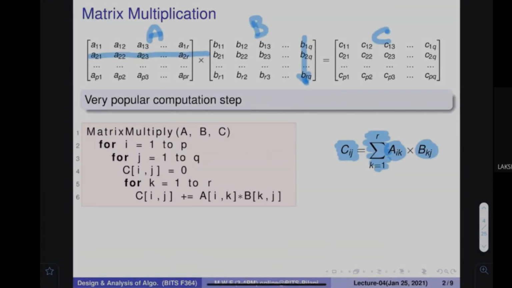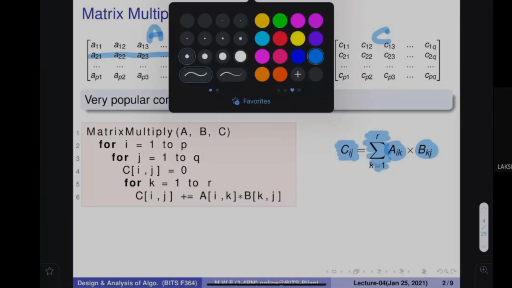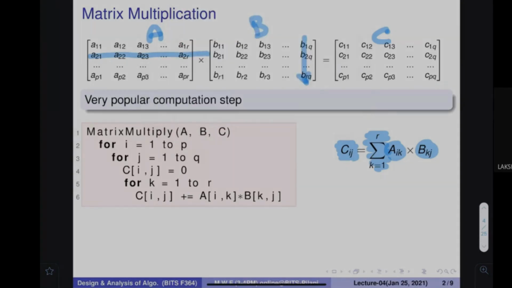I think it is not very difficult to write programming code for this. Again, it is very simple. You are going to run two loops. The first loop is for all the p's, and the second loop is for all the q's, and then inside you are going to compute that. Initially you put the value as 0, and then you subsequently multiply all the terms and find out the value of Cij.